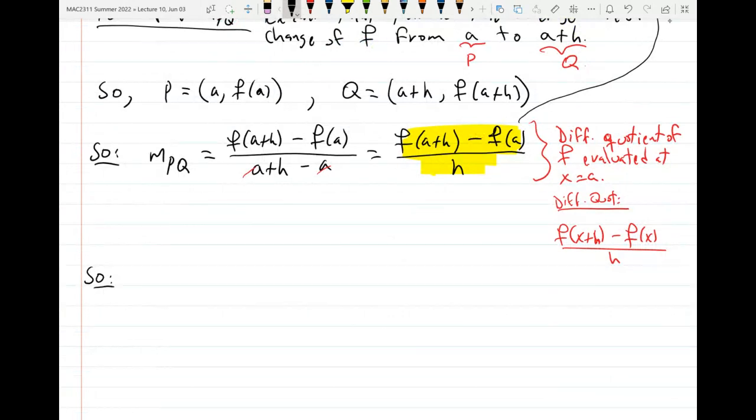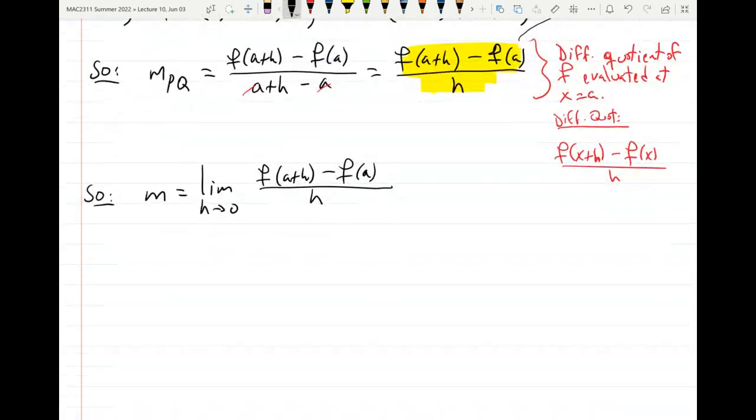So, moral of the story, we can then write that m will be the limit as h approaches 0 of f of a plus h minus f of a over h. Okay? And indeed, this is what we use as our definition. And then, of course, if this limit exists, then we know that we have a tangent line. If this limit doesn't exist, then we don't have a tangent line.